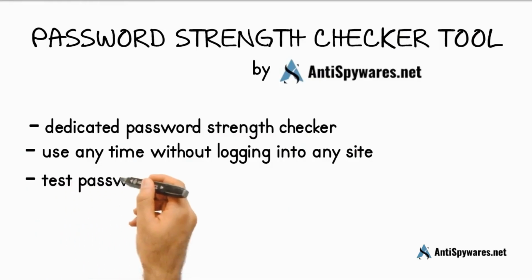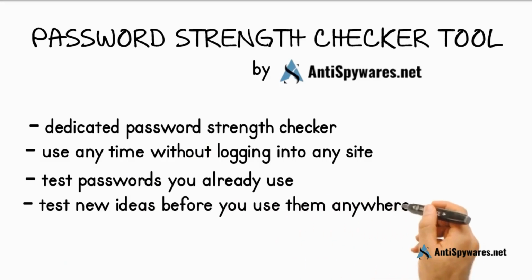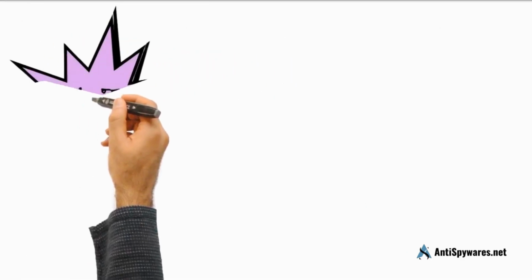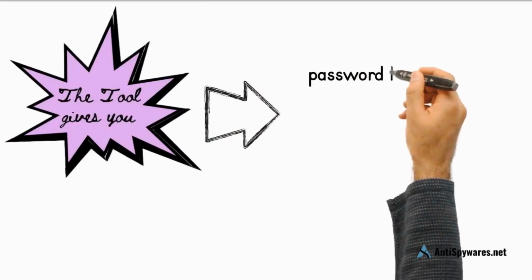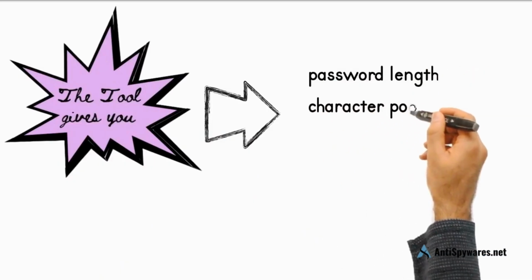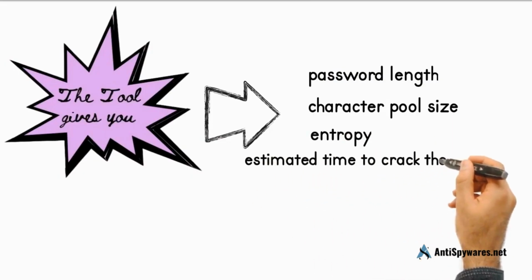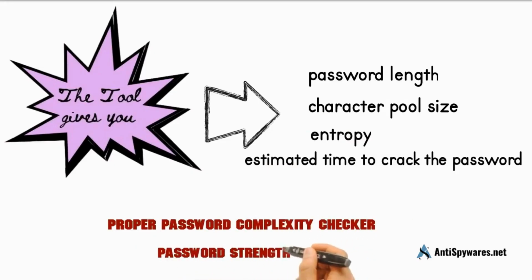You can test passwords you already use. You can test new ideas before you use them anywhere. You can compare multiple passwords and see which one is really stronger. The tool gives you real numbers like password length, character pool size, entropy, and estimated time to crack that password. It acts as a proper password complexity checker and password strength test, not just a simple colored bar.